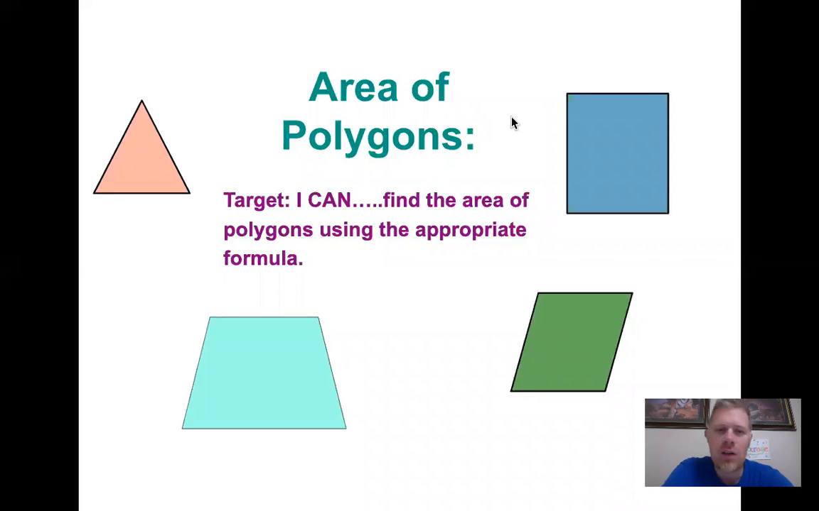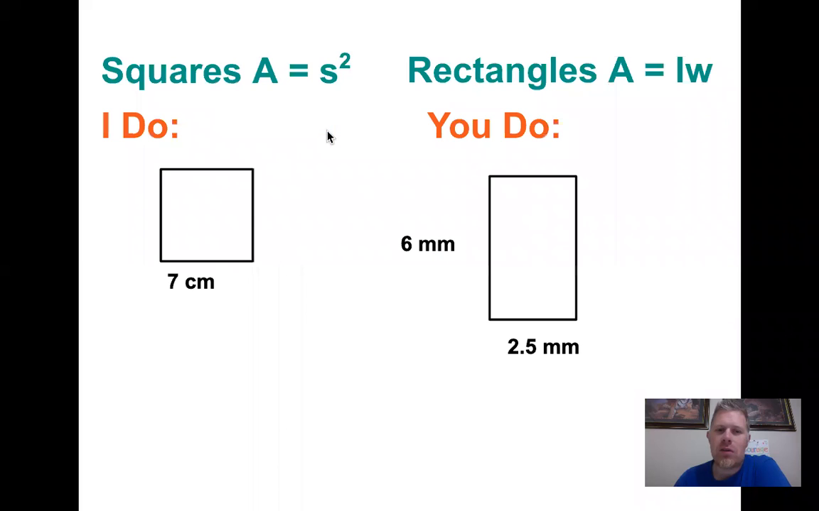If not, that's fine. What we're going to be working on this week is going to be polygons. So, shapes, areas, and perimeters, and just everything about shapes. So today we got a target. I can find the area of a polygon using the appropriate formula. So of course, there's a formula for each polygon. All right, let's go ahead and get started.